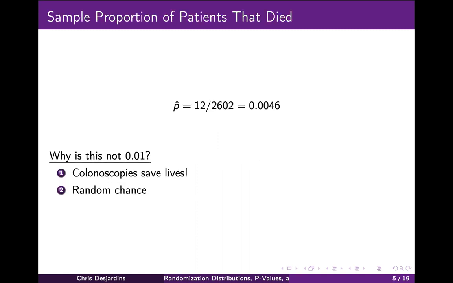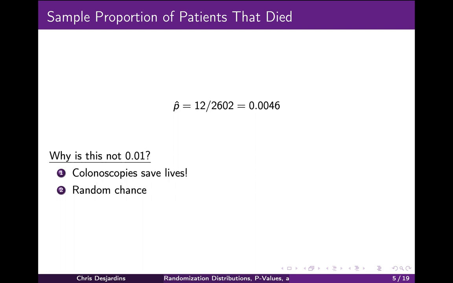To calculate the sample proportion of patients who had a colon polyp removed during a colonoscopy but died of colon cancer, we take the number that died, 12, and divide it by the sample size, 2,602, and arrive at a proportion of 0.0046. Notice that our sample proportion is not equal to 0.01. Why? There are two possible causes.